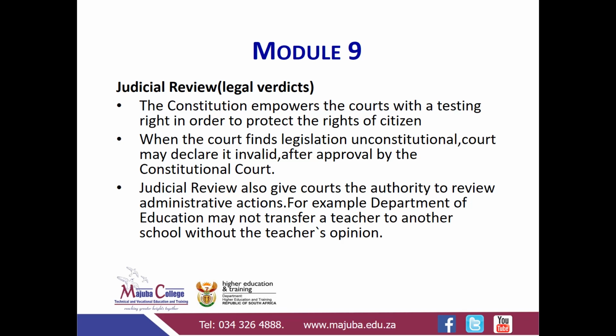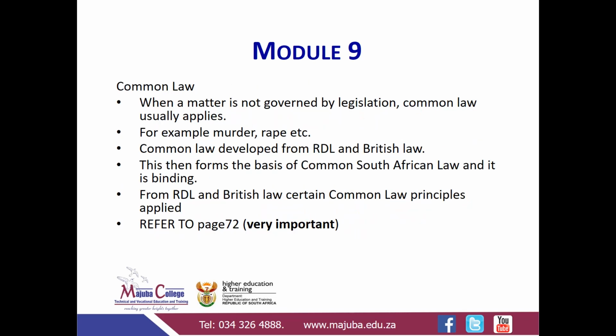Judicial review also gives courts the authority to review administrative actions. For example, take a teacher who's teaching somewhere. The Department of Education may not just transfer a teacher without the teacher's opinion. In other words, they must hear the other side. That is what we're talking about when we talk about audi alteram partem, which is a principle of natural justice, right?